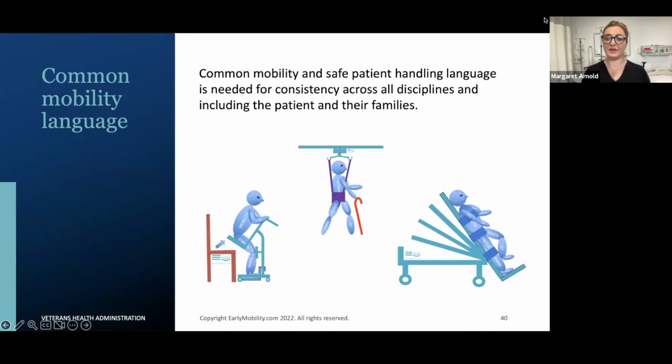Common mobility and safe patient handling language is needed for consistency across all disciplines, including the patient and their families.